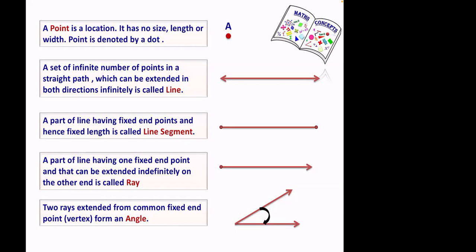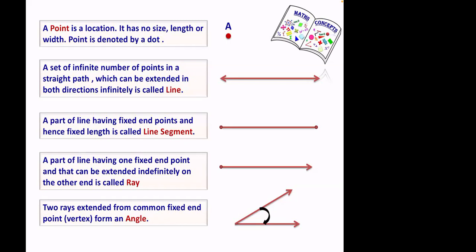Infinite number of points in a straight path make up a line. And a line can be extended in both directions indefinitely. Means you can extend a line infinitely as long as you want. Then line segment. What is a line segment? Part of a line. A line can be extended, but a part of a line with fixed end points is a line segment. So a line segment will have a fixed length.